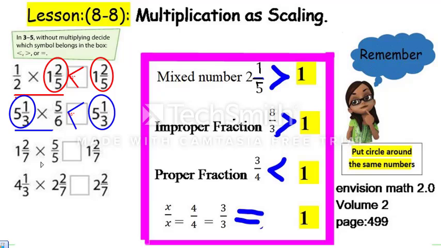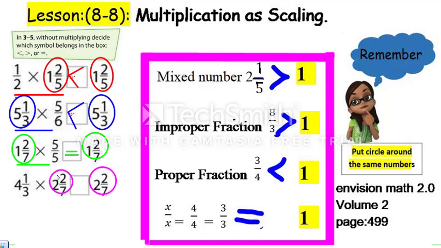Exercise 3. First, put a circle around the same numbers, which is 1 and 2 out of 7. 1 and 2 out of 7 times 5 out of 5. What is the product here? Look at my number, multiplied by 5 out of 5, and as you know, 5 out of 5, or any number out of the same number, equals 1. When you multiply any number by 1, the product is going to be the same number. So the product of the left side is equal to the number on the right side, 1 and 2 out of 7.